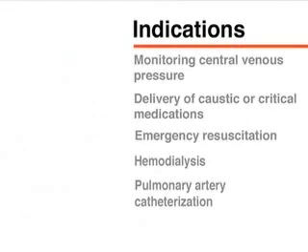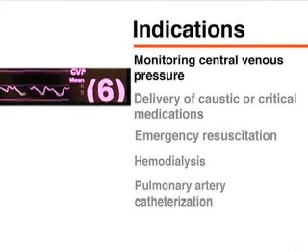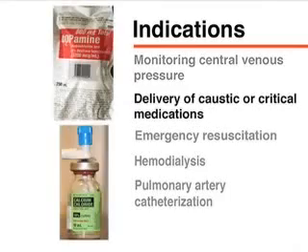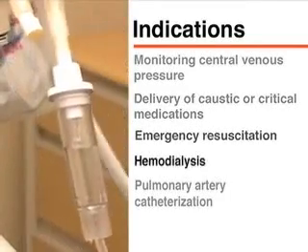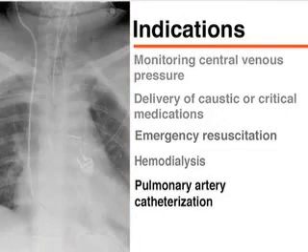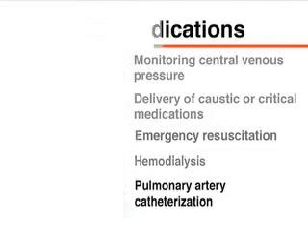The placement of a central venous line is indicated for the continuous monitoring of central venous pressure, the delivery of critical or caustic medications, for emergency resuscitation, hemodialysis, and pulmonary artery catheterization.